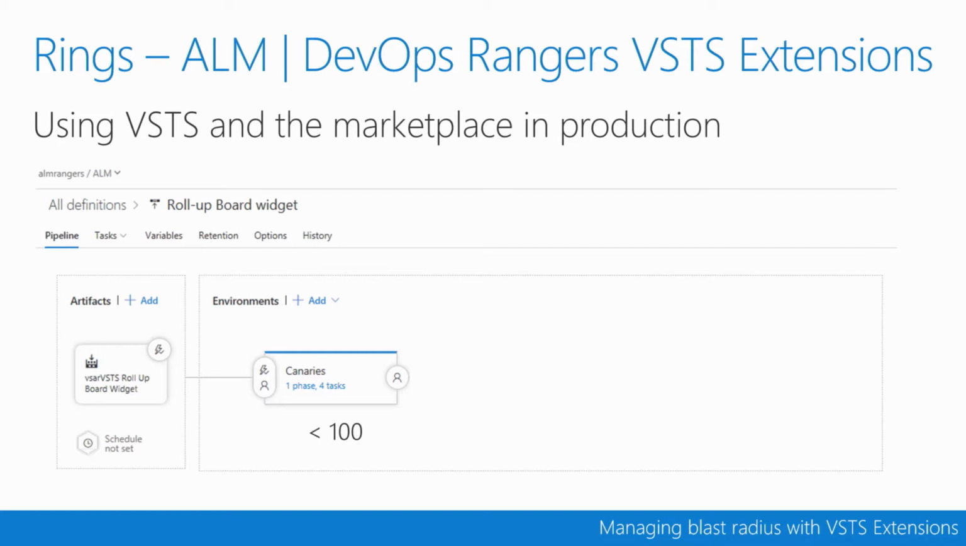We also use the ring deployment model for our extensions, and we have 3 rings. So remember VSTS, we have 6, because we have a much bigger deployment or much bigger user base. For the Rangers, we use 3 rings, and the first ring, again, is a canary ring. So this is where all the active Rangers are sitting. So again, we test our own stuff.